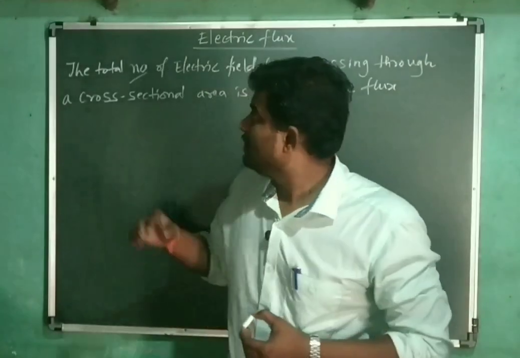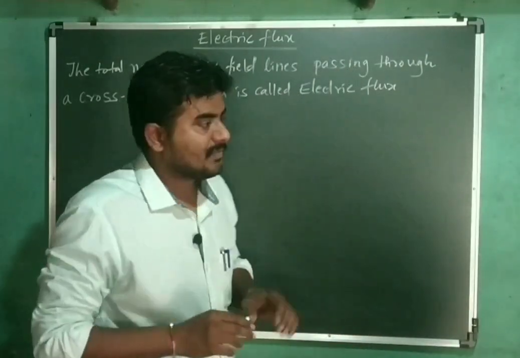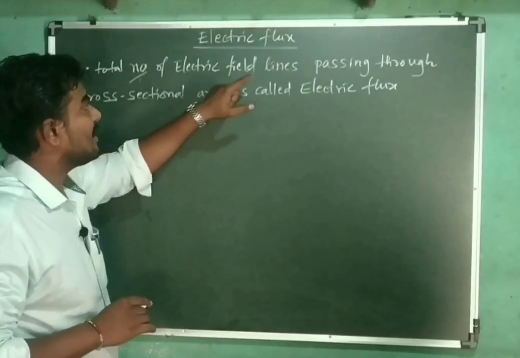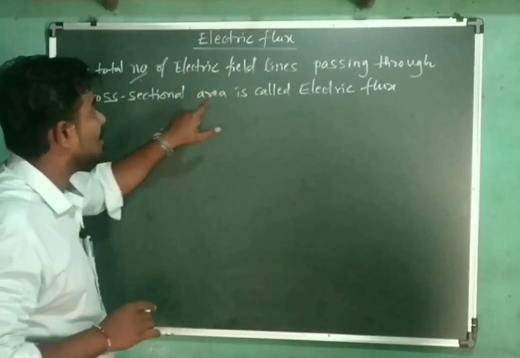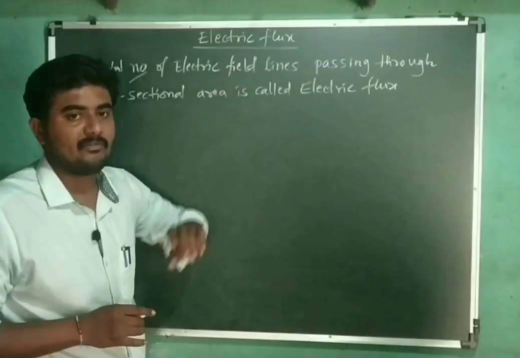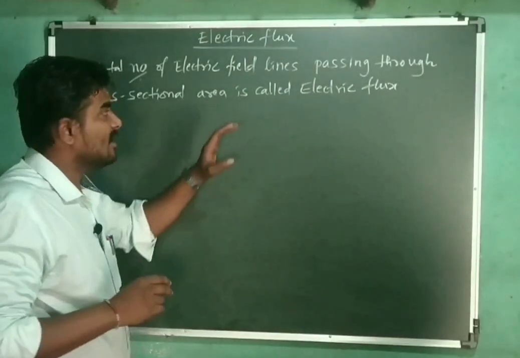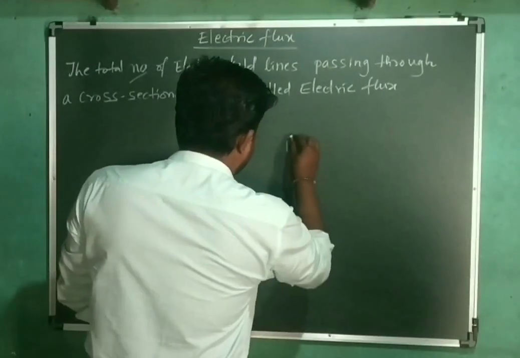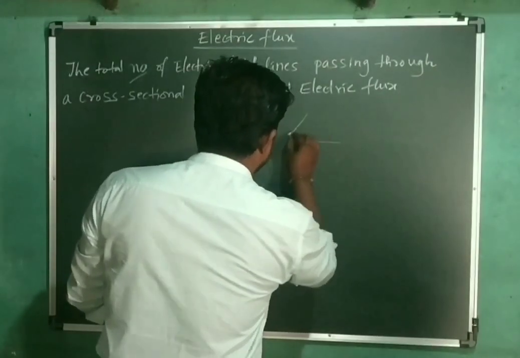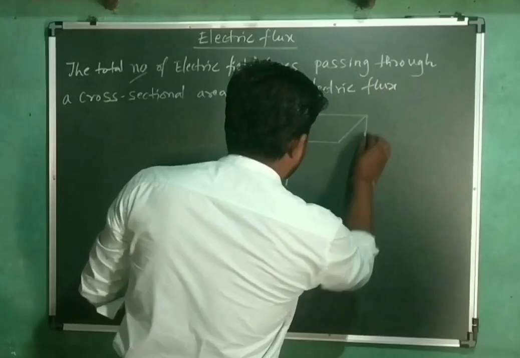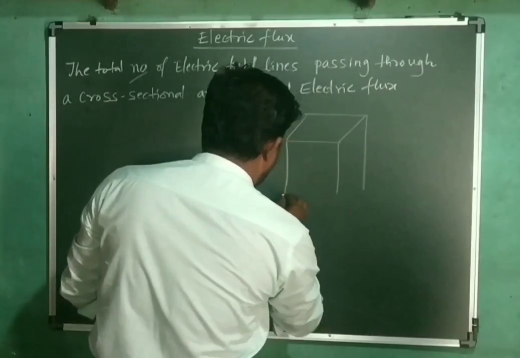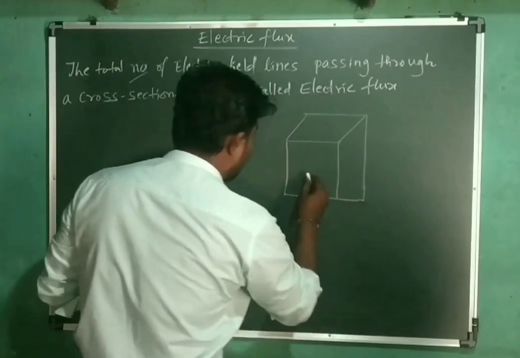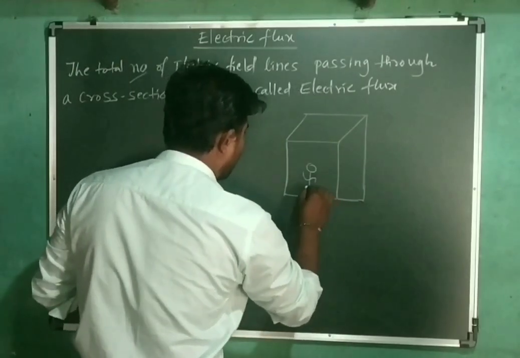Now we shall start electric flux in detail. Electric flux is basically the total number of electric field lines passing through a cross-sectional area. It is called as electric flux. In order to understand in a better way, consider an example. It's a general example. Consider you are sitting in a room. This is your house and you are sitting inside.